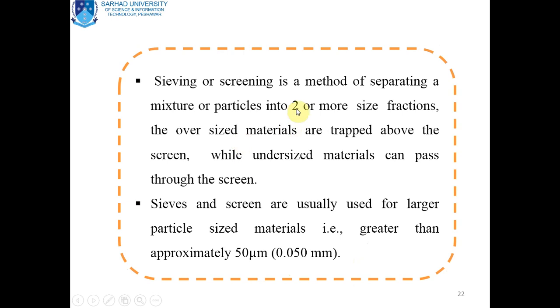Sieving or screening is a method of separating a mixture of particles into two or more size fractions. The oversized material, having the larger size, will be trapped above the screen, while undersized material can pass through the screen or mesh. Sieves and screens are usually used for larger particle size material, for example greater than approximately 50 micron, that is equivalent to 0.050 millimeter.